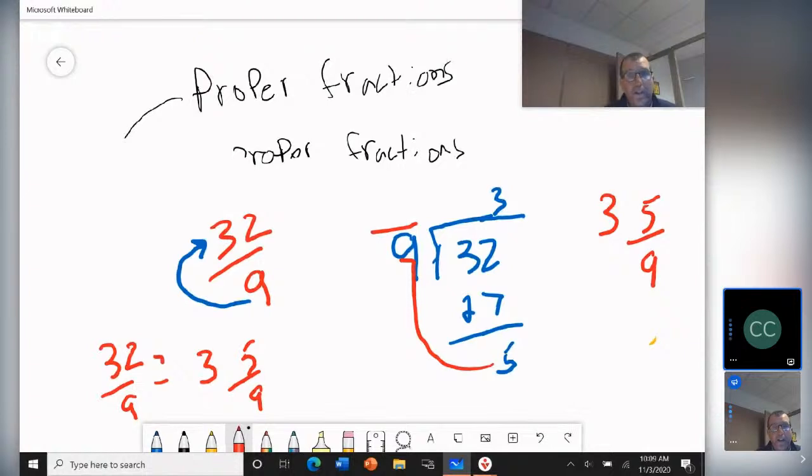You can certainly check. Sometimes 32 over 9 might be the answer, but if you don't see that, you're going to realize maybe the reason I don't see that is because it's an improper fraction, because the top number is bigger than the denominator. Okay, let's do one more.